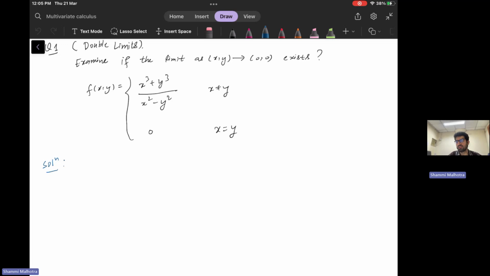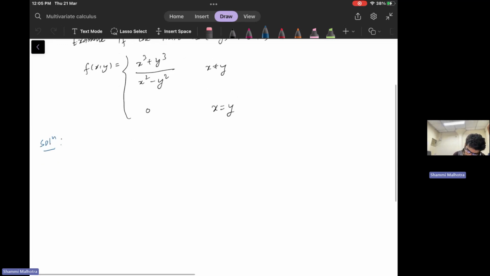As we have seen in the limits, to evaluate the limit, first of all we get a candidate for the double limit, and that is how we check the candidate for the limit. We first evaluate the iterated limits. That's the first goal, to see whether the limit exists or not. So we will evaluate the double limit in terms of iterated limits first to get the candidate.